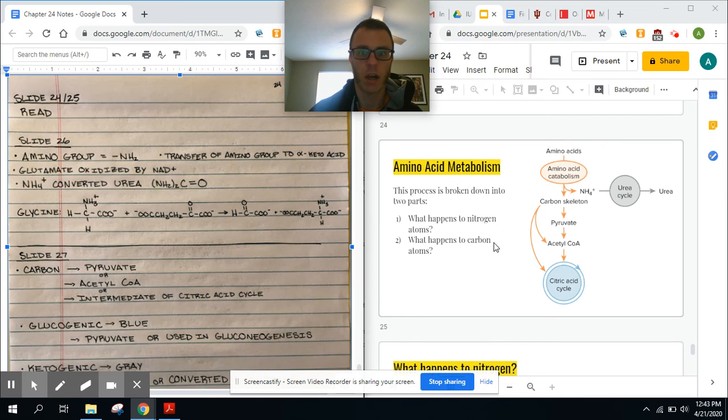We're going to jump to 20. Well, we'll look at this for a moment. Amino acid metabolism. We have amino acids, amino acid catabolism. We get the ammonium ion kicked out during the urea cycle. The carbon skeleton, we get pyruvate, acetyl-CoA, and dumped in the citric acid cycle.